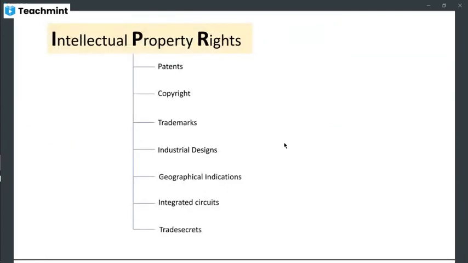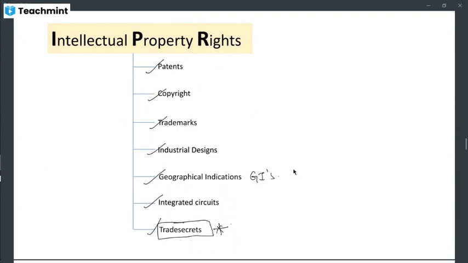So there are different types of IPRs. One is your patents, copyrights, trademarks, industrial designs, geographical indications, which are commonly known as your GIs, right? Integrated circuits, and then the last thing is your trade secrets. This is a special type, we will discuss it at last. And these are all which come under your IPRs.